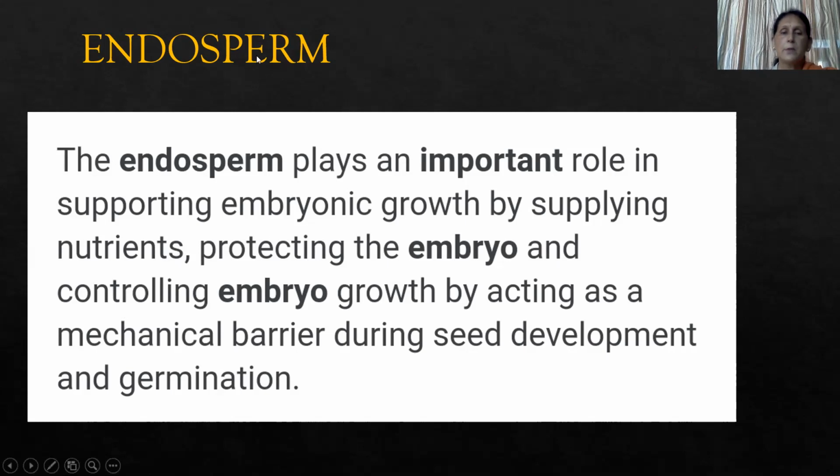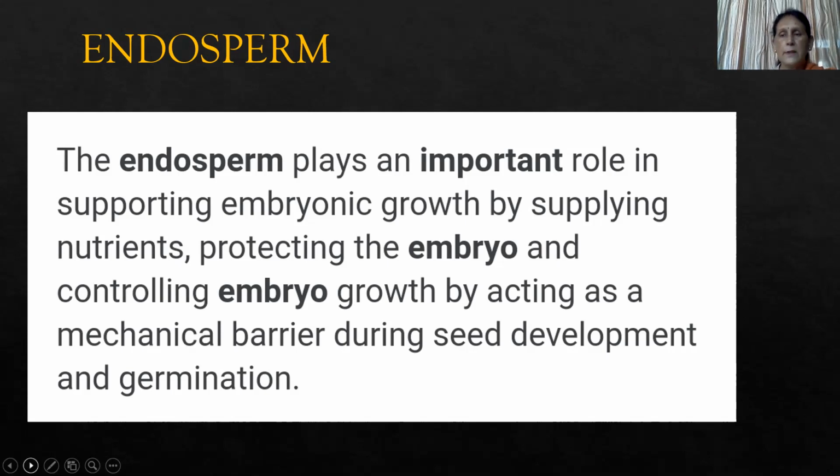What is the role of endosperm? The endosperm plays an important role in supporting embryonic development by supplying nutrients, protecting the embryo, and controlling embryo growth by acting as a mechanical barrier during seed development and germination. So in case of angiosperm, endosperm plays an important role. How is it derived? It is derived from the triple fusion. And what is its chromosome number?